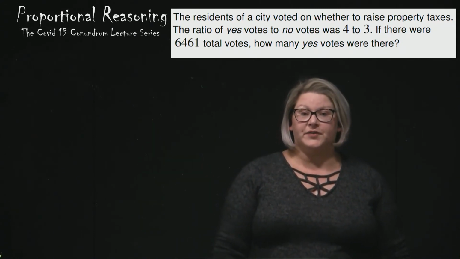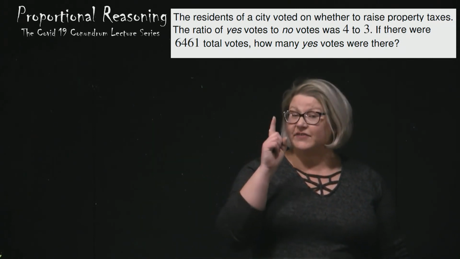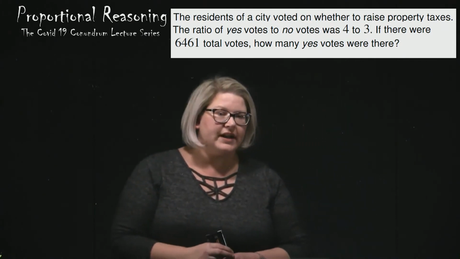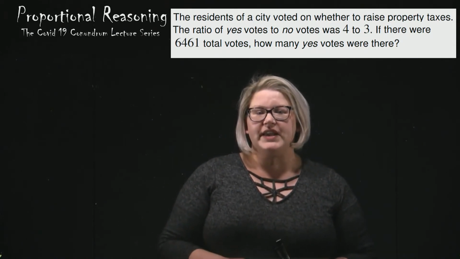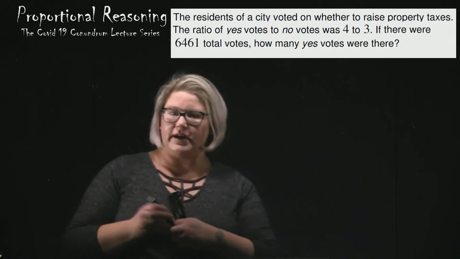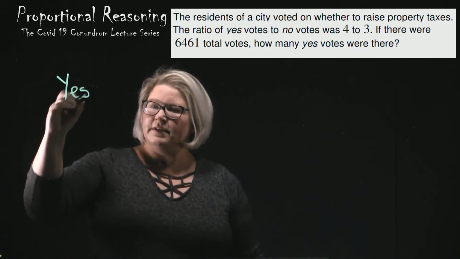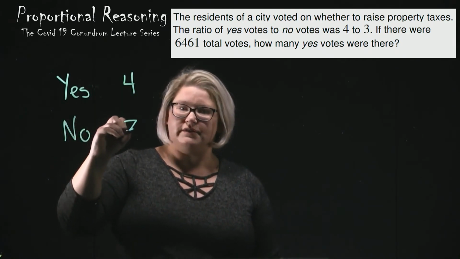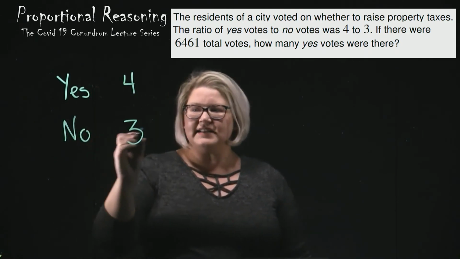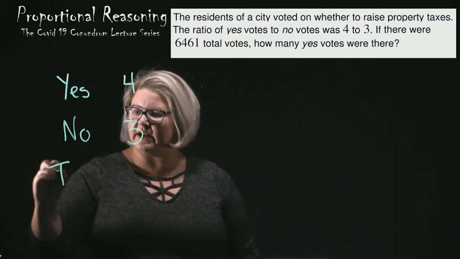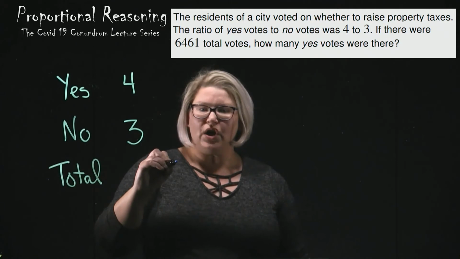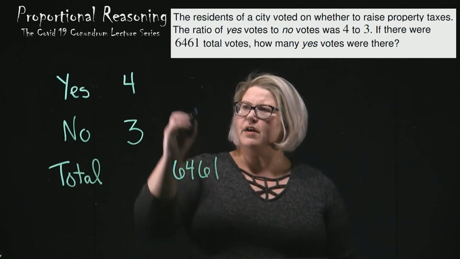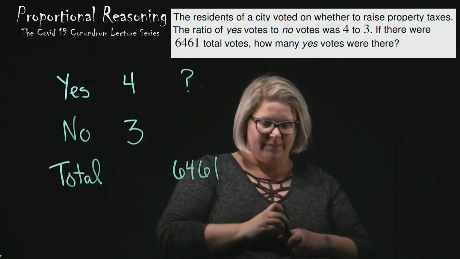This is definitely another one of those problems. Notice I've got yes votes, I've got no votes, and I have total votes. So the residents of a city voted on whether to raise property taxes. The ratio of yes votes to no votes is 4-3. So here I've got yes, and here I've got no, and yes votes to no votes is 4-3. And then next they tell me that there's a total, so I know I've got a total here. I've got a total of 6,461 votes. And then they want to know how many yes votes were there.